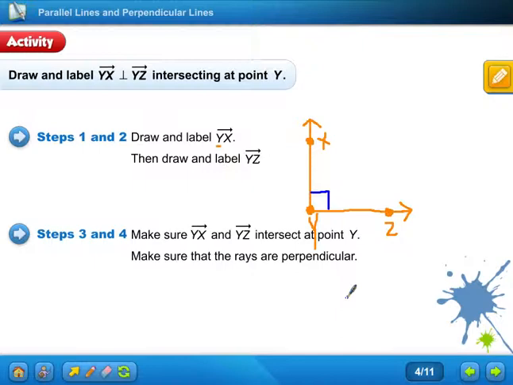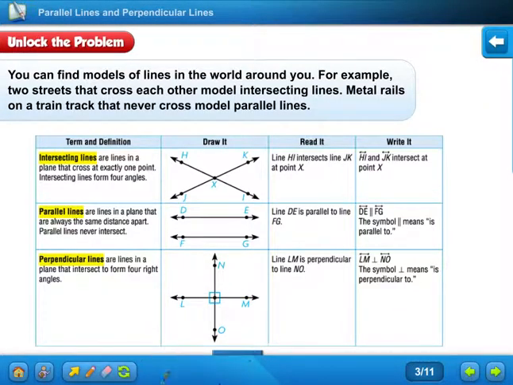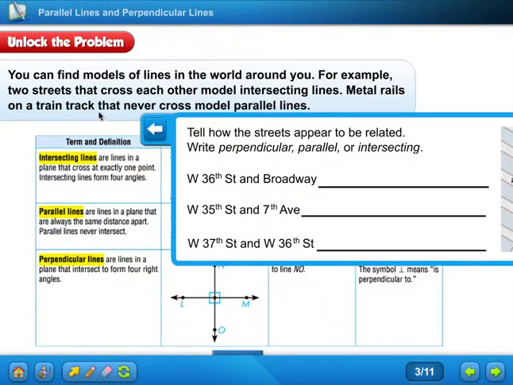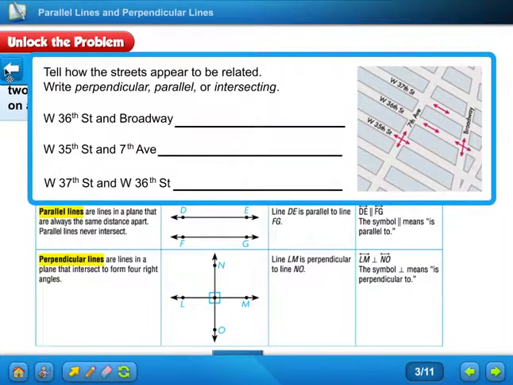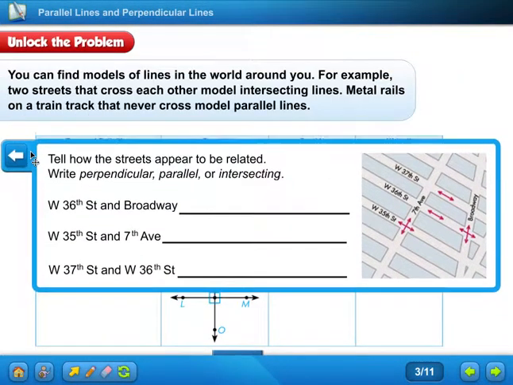So, let's go back to this one. I forgot to do one on this one that I wanted to do really quick. Remember, on this one they talked about how the streets go together. For example, streets that cross each other can be intersecting. So let's look on this map right here.